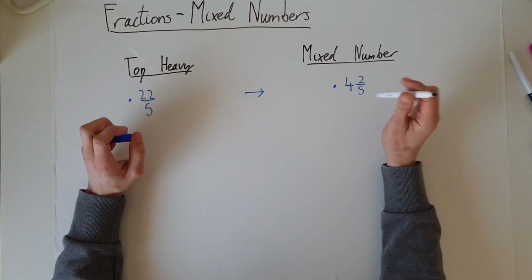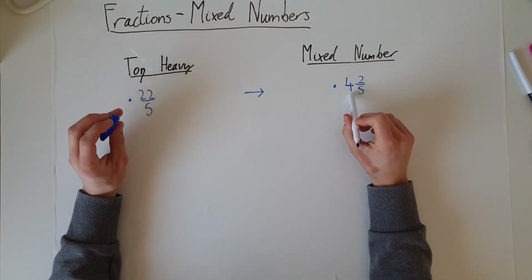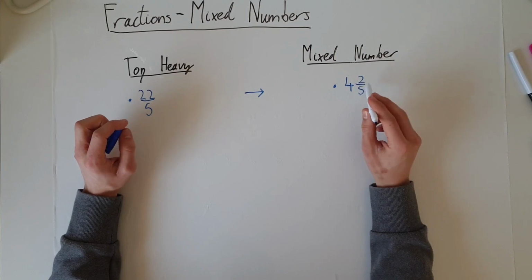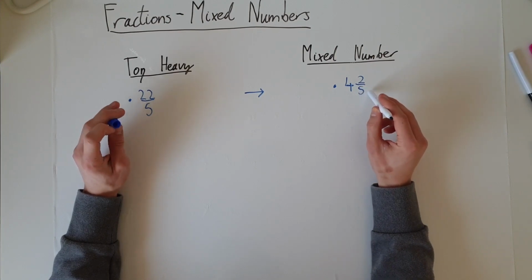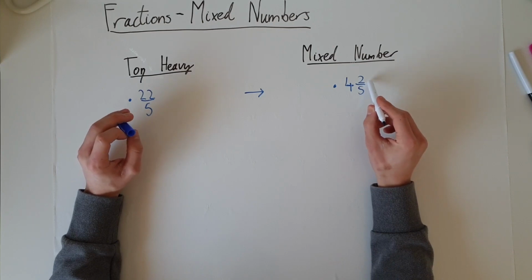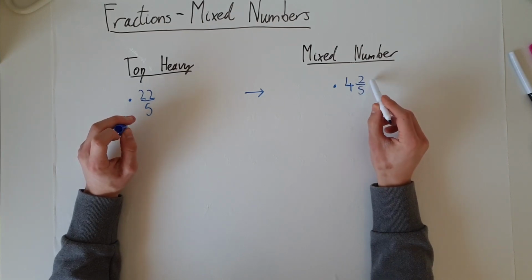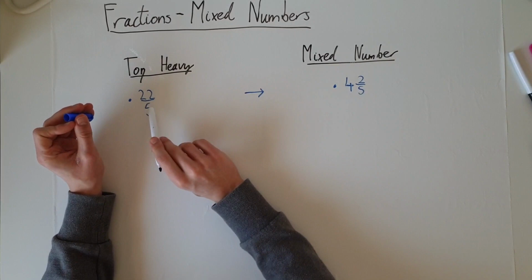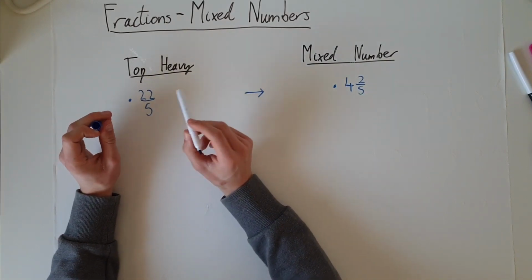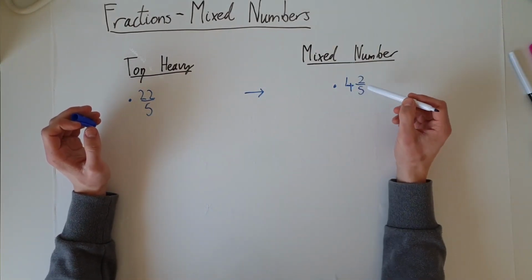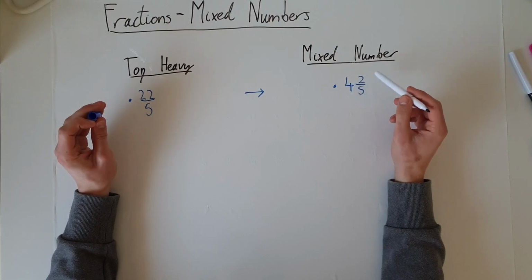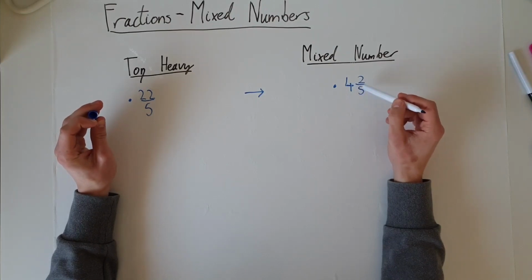And then to convert it back, all we do is we take our whole number, which is 4, and then multiply it by the denominator here, which is 5, to give us 20. And then adding it to the top would give us 22 over 5, to get us back to our top heavy fraction. So that's how we do it. Multiply the denominator by the whole number and then add on whatever you have on the top.